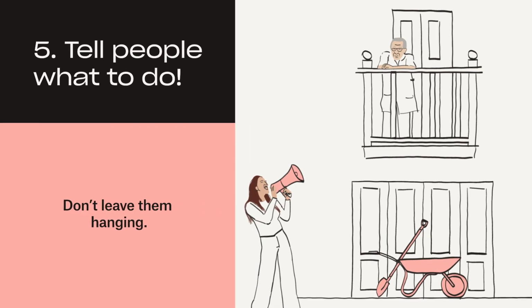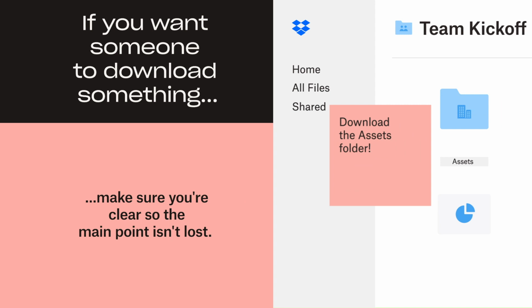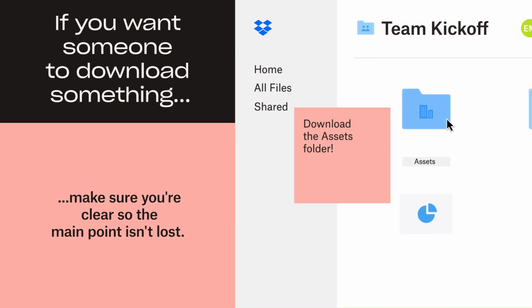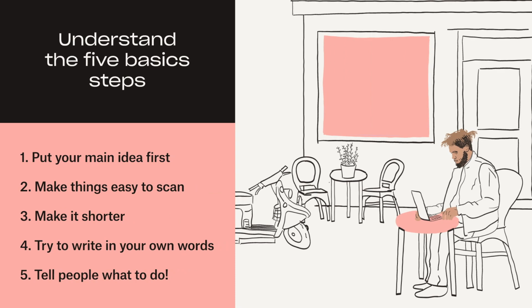So for step 5, we always recommend that you tell people what to do and don't leave them hanging. If you want somebody to download something, it's always good to make sure that's very clear so that your main point doesn't get lost. So understanding those 5 basic things is step 1, I would say, the 5 rules of good writing.